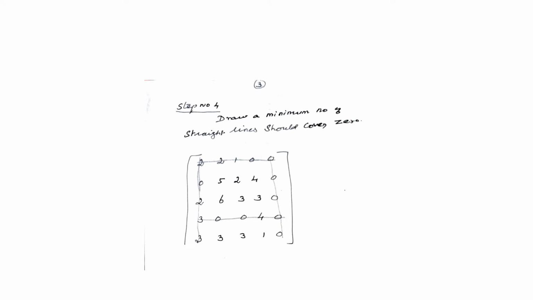Step number 4 is draw a minimum number of straight lines. The straight lines should cover all zeros in the assignment problem. So we have to draw a line through the first row, first column, fourth row and fifth column. In this slide, we have to draw a minimum of 4 straight lines, and those 4 straight lines cover all the zeros.